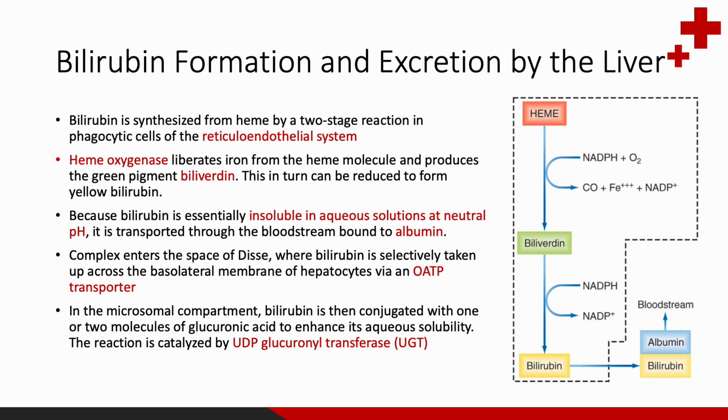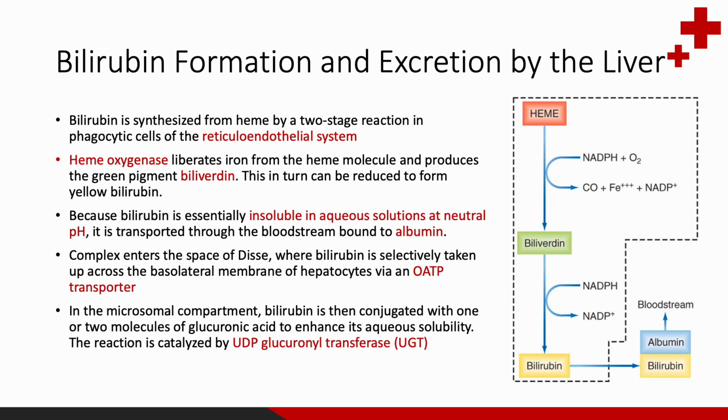Bilirubin is synthesized from heme by a two-stage reaction that takes place in the phagocytic cells of the reticuloendothelial system, including Kupffer cells and the cells in the spleen. The enzyme heme oxygenase that is present in these cells liberates iron from the heme molecule and produces the green pigment biliverdin. This in turn can be reduced to form the yellow bilirubin.